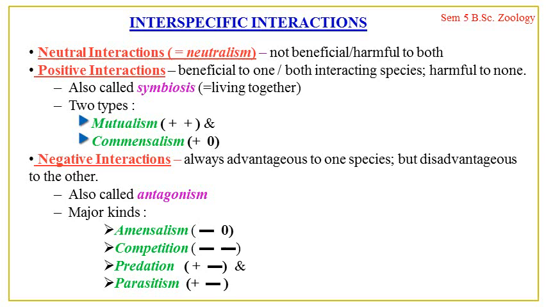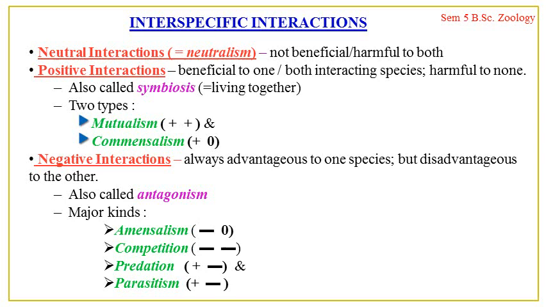Okay, four major kinds are there. Amensalism. It is just opposite to commensalism. Amensalism is where two groups are interacting, where one is not getting affected while the other is negatively affected. Competition, where the two species interacting are both getting affected in a negative way.